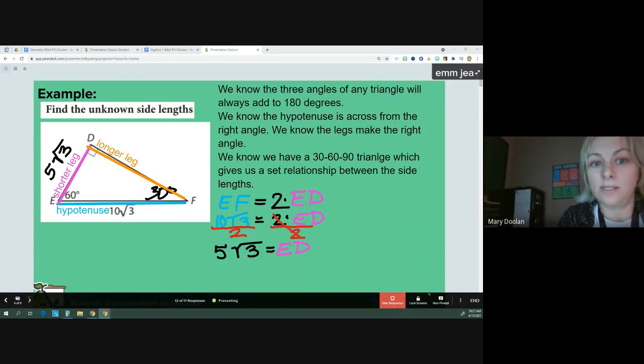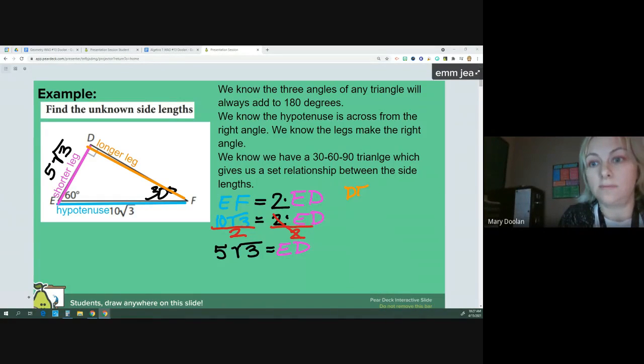So we have DF is equal to square root of 3 times the shorter leg, which is ED. And then we're going to substitute in what we know about the shorter leg, that it is 5 square root of 3.